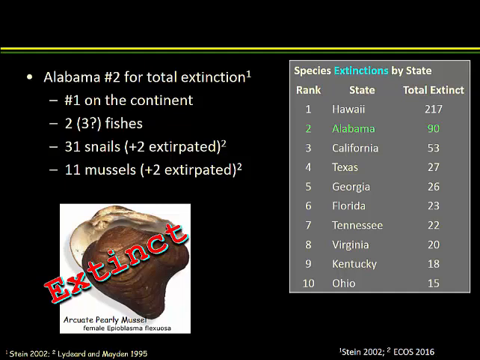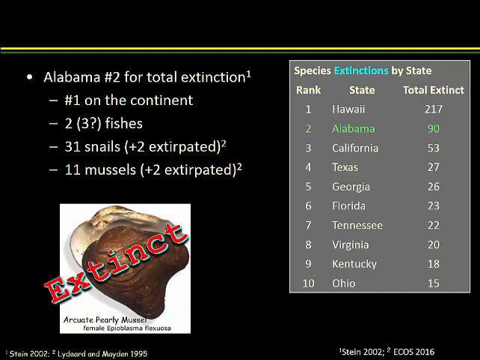Remember, mussels are dependent on fishes. Remember that mussels are parasites, and their larvae hitch a ride on fishes. Some of these mussels have lost populations in part because fish populations have declined as well.